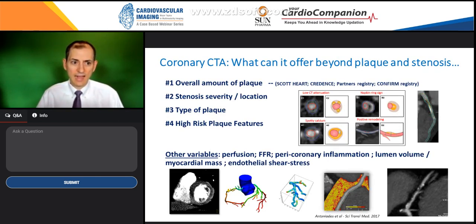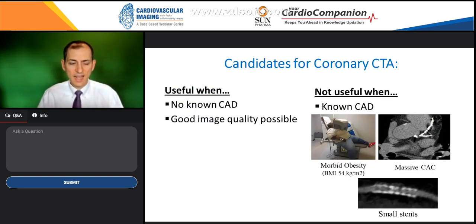Now, I talked about plaque and I talked about stenosis, but CTA can show us much more than that. It can look at some plaque characteristics that have been associated with high risk. There's a technique known as CT-FFR that can estimate blood flow based on some modeling and other techniques that I will not get into right now. And while CTA is very useful in patients that don't have known coronary disease, if we can get good image quality, it's important to know that certainly there are many cases where coronary CTA is not going to be a good test. Patients who are morbidly obese, such as this patient here, we're going to have very noisy pictures.